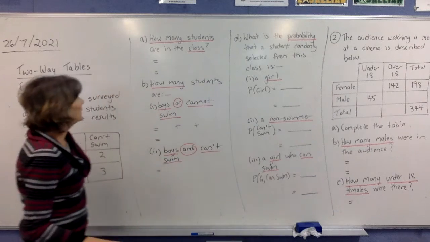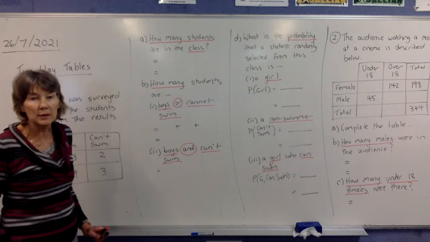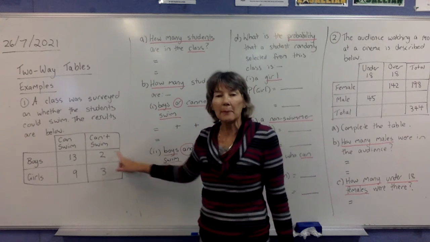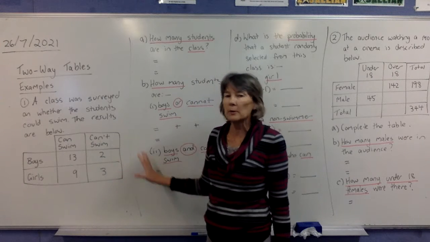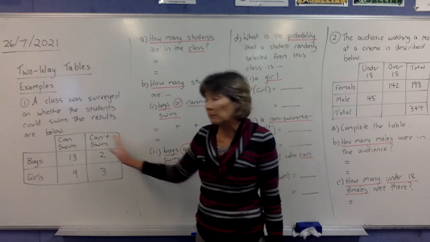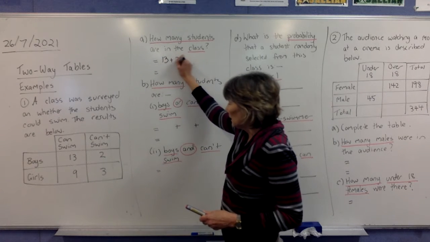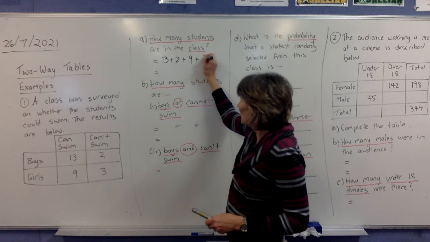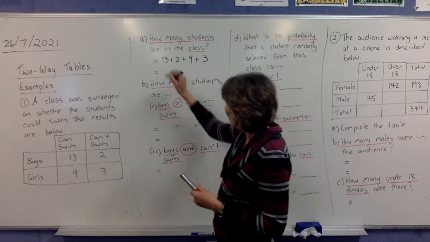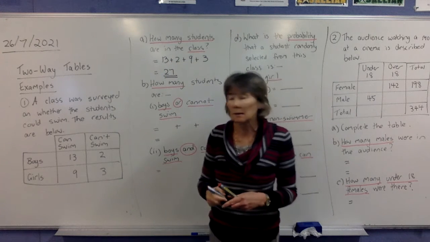So the first question says, how many students, we're looking for a number, are in the class. So we have to add up everything here because everybody's represented. They're either a boy or a girl and they either can or they can't swim. So everybody is represented in this table. So all we're doing is adding up these numbers. If we add those numbers up, we're going to get 27. So we've got 27 students in the class.